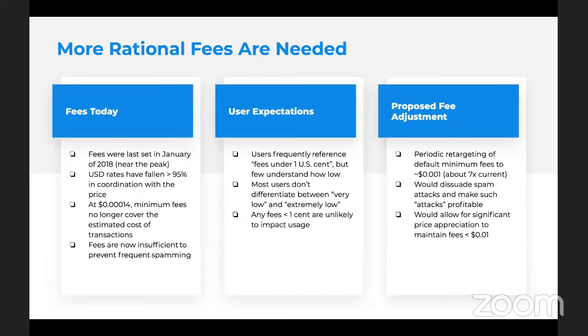At the same time, retargeting 1/10 of a cent would allow for significant price appreciation to occur while maintaining this kind of mantra that fees are under 1 cent. We could approach a price of $700 and safely maintain fees under that rate. And so this is something that we will simply aim to do going forward in order to maintain rational fees on the network that makes sense and protect the users from having effectively an outage from congestion on the network.